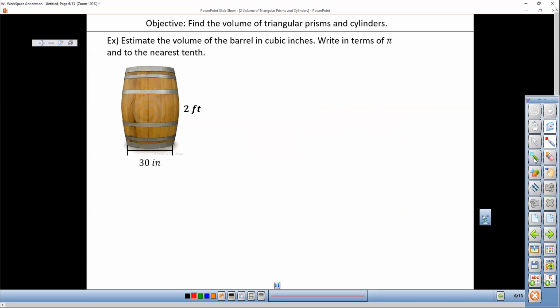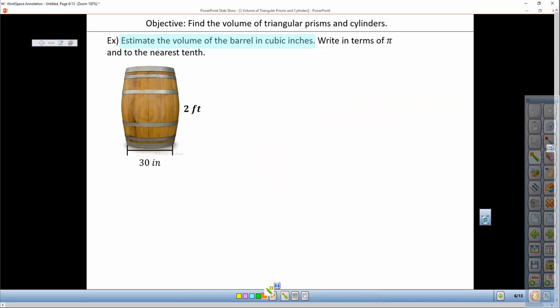So here we are to estimate the volume of the barrel. We're to do so in cubic inches. Here our instructions are a little different, and you'll see this fairly often with problems involving circles. They want us to write our answer in terms of pi, which means we have our pi symbol in our answer, and also to the nearest tenth, which means we use the pi symbol on our calculators to approximate as a decimal.